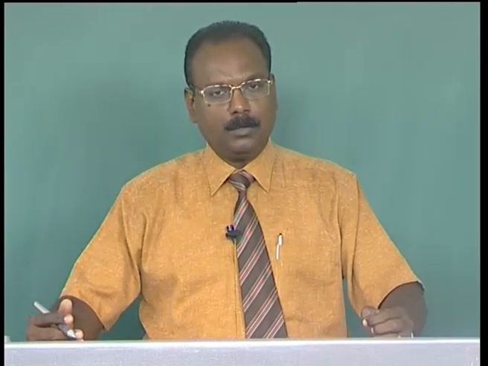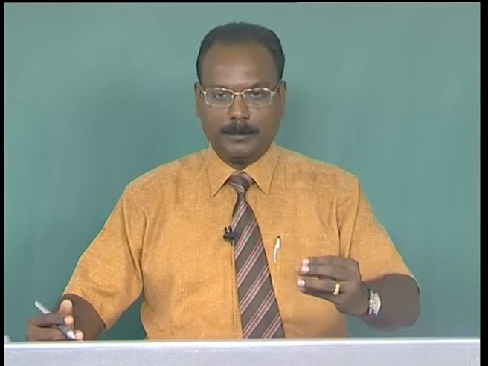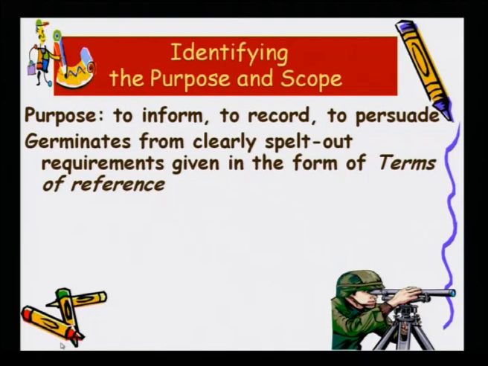Now, how will this come out? How can you identify the purpose and scope? Although I said that the purpose is basically to inform, to record and to persuade, how does it generate? It actually germinates from clearly spelled out requirements given in the form of terms of reference. Often before you start, your boss, the organization or the funding agent will give you something called the terms of reference. Under these terms of reference, you are clearly told what is the purpose, what is the aim, what is the objective and what is the scope of your report. So, you can get this from this.